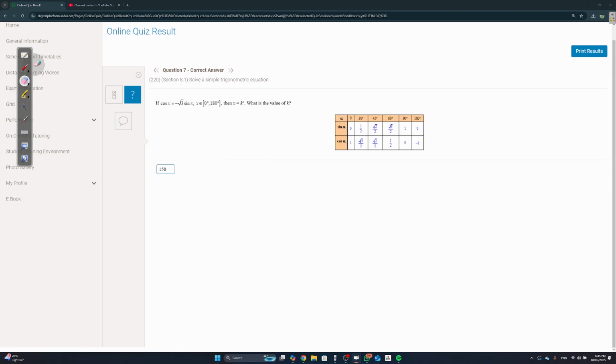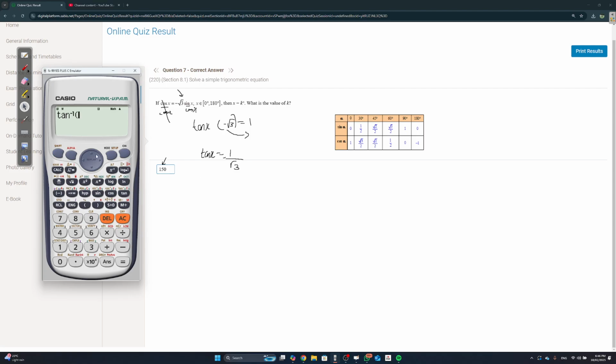Question 7. If cosine x is minus root 3 sine x, then what is x? 150. We did this a million times. Divide by cosine x on both sides. Cancel. You're going to get tan x times negative root 3 is equal to 1. Divide by negative root 3, you're going to get tan x is equal to 1 over negative root 3. If you want to just do this in your calculator, ignore the table if you want. You're going to get negative 30. But for tan, does it fit in the domain? No. So we do plus 180 for tan, right? So it takes to 150.